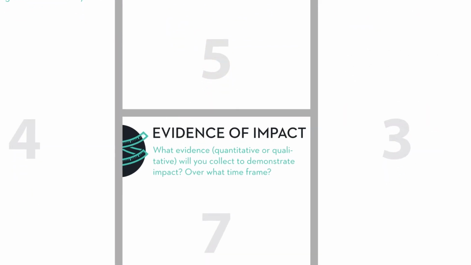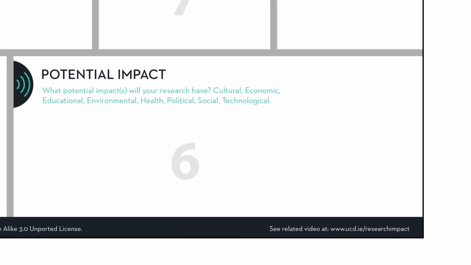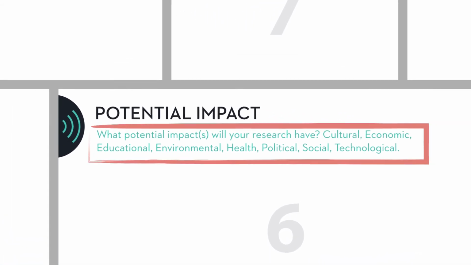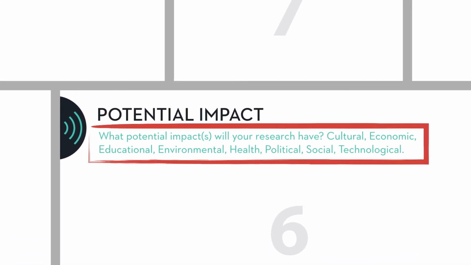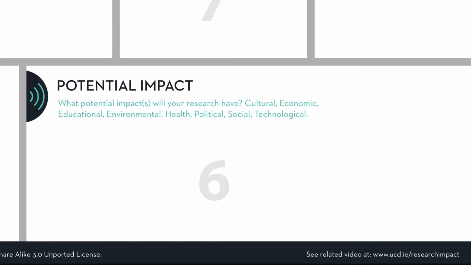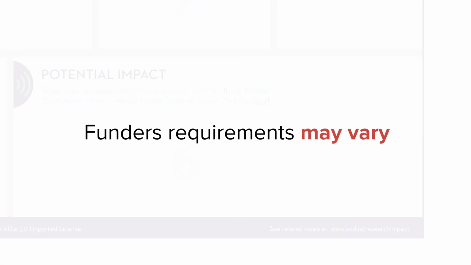Next, we move to potential impact. You are now in a position to detail the potential impact of your research. At UCD, we classify societal impact under these 8 terms. Your research will likely have multiple potential impacts in different areas. A good exercise is to think about how one impact could lead to another. Funding agencies may classify impact in a different way, or may have specific impact priorities. So if you're applying for funding, it's imperative that you align your impact section with the funder's requirements.